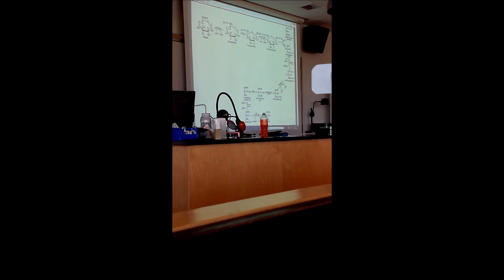Again, you don't need to remember that. The number 2 reaction, second reaction, isomerase changes the shape of the molecule from glucose 6-phosphate into fructose 6-phosphate.